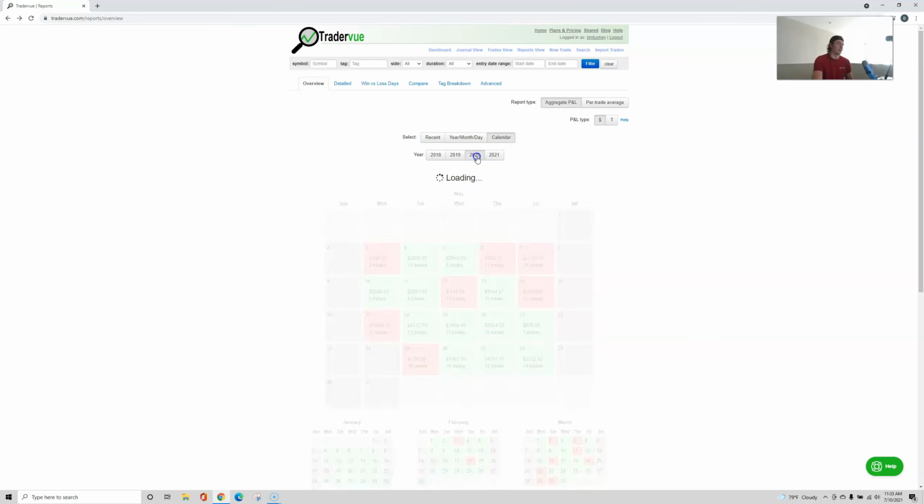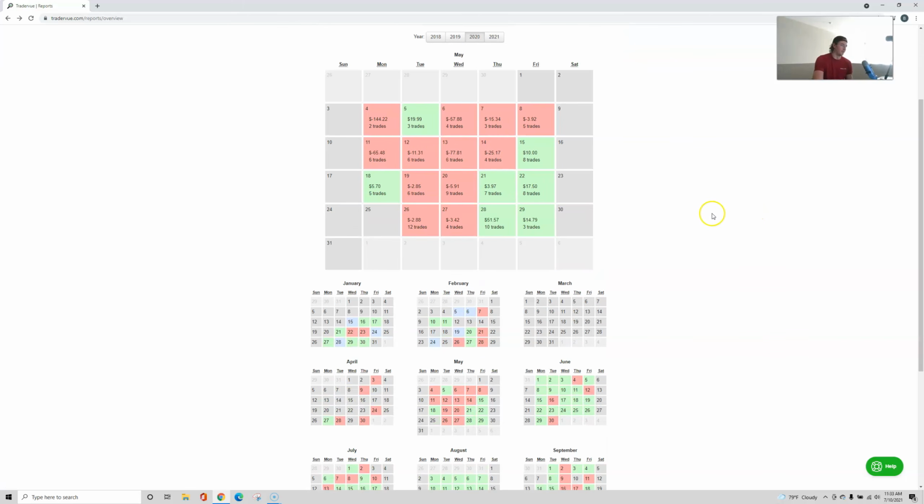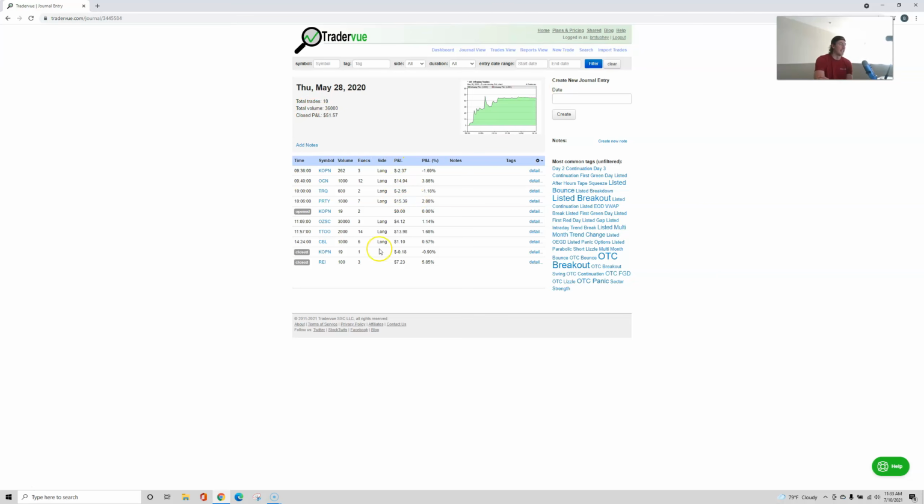Obviously, the purpose of trading is to be able to live off of it or use it as some kind of side income. So ideally, you're going to want more. But this is with a $2 risk. I cannot believe I had a $50 day with a $2 risk.